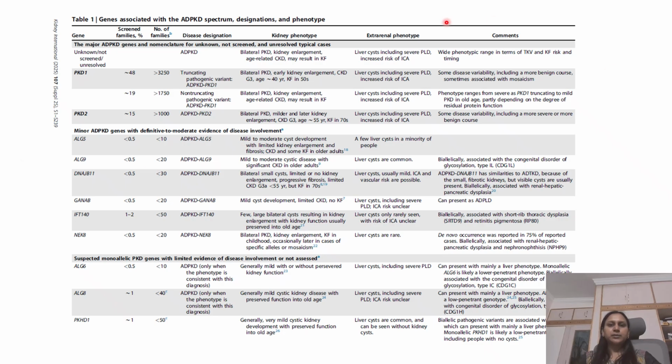This Kidney International table is a definitive gene-by-gene reference for the ADPKD spectrum. It gives for each gene the proportion of screened families, the disease designation under the new nomenclature, and the kidney and extrarenal phenotypes. Note PKD1 is split into truncating versus non-truncating rows because that distinction carries prognostic weight. And the minor genes, that is ALG9, DNAJB11, GANAB, IFT140, NEK8, each with characteristic milder or atypical patterns, and comments on biallelic or mosaic associations. So this is a good resource to consult when a report names one of these less familiar genes.